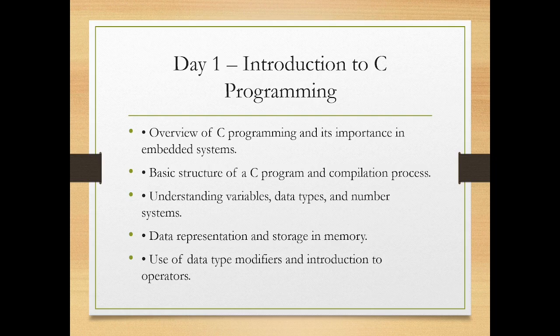C is a general purpose programming language, developed by Dennis Ritchie in 1972 at Bell Labs. It is the base of many modern languages like C++, Java and Python. C is known as a structured, mid-level and compiled language. Programs in C are written using functions, which makes it easier to understand and maintain.